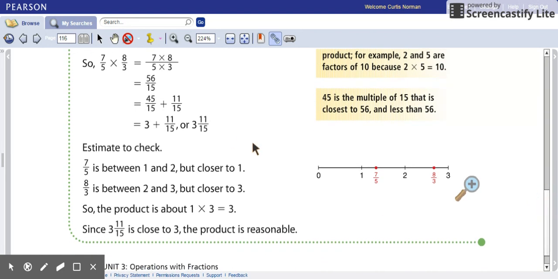Well, take a look. This is a pretty cool visual down here. See this number line right here? It's 0, 1, 2, 3. Well, what the textbook does here is they say, well, let's estimate. So where exactly is 7/5 on a number line?